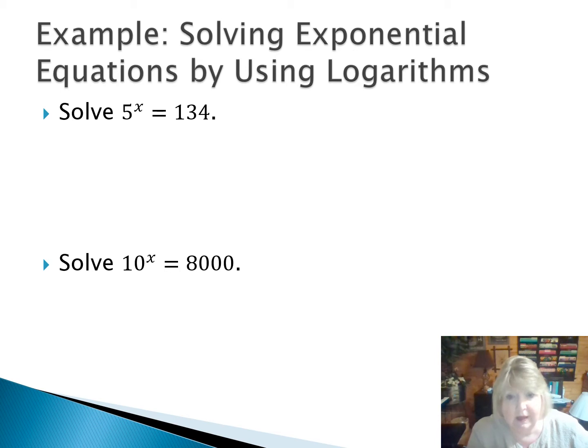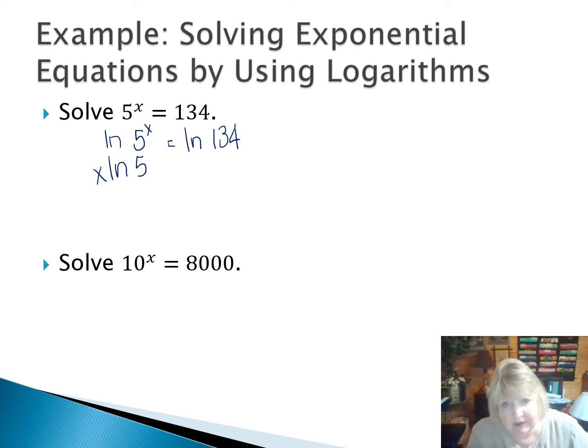First, I have 5 to the x equals 134. Because I know 5 won't go into 134, I don't stand a chance at getting a common base on both sides. Because it is not base 10, I want to use the natural log just because I like it better. Natural log of 5 to the x equals the natural log of 134. Now, this is not base e on either side, so I am going to bring the x down and say x times the natural log of 5 equals the natural log of 134.